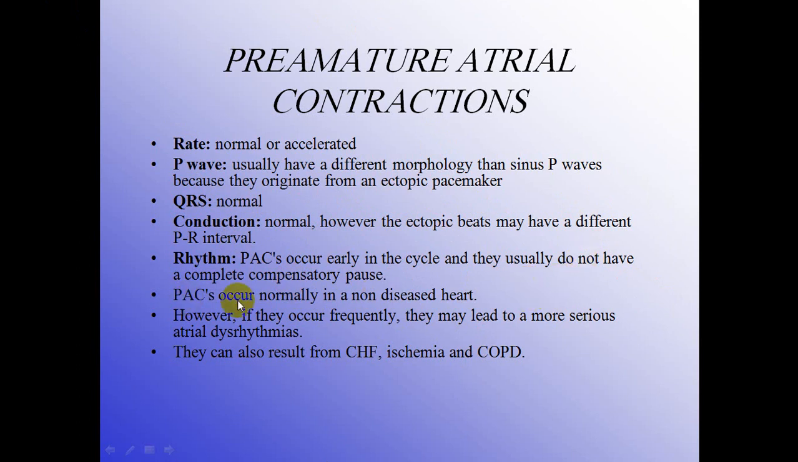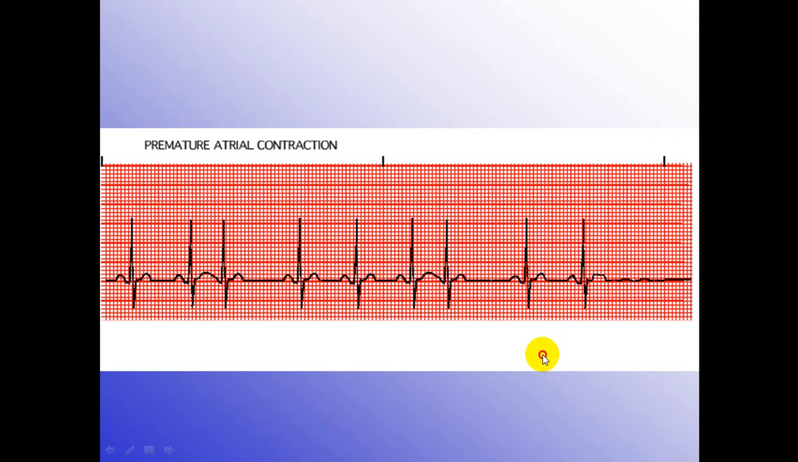Premature atrial contractions occur normally in a non-diseased heart. However, if they occur frequently, they may lead to more serious atrial dysrhythmia. They can also result from congestive heart failure, ischemia, and chronic obstructive pulmonary disease.